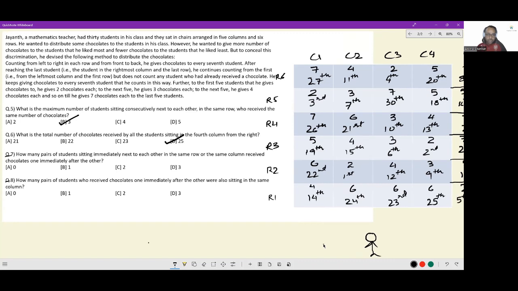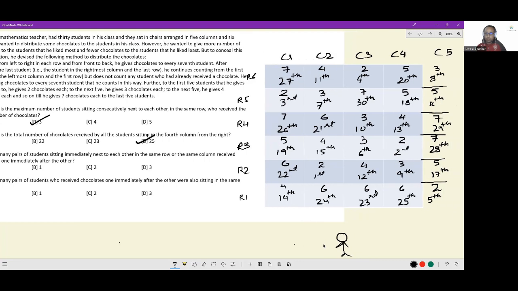Next, how many pairs of students sitting immediately next to each other in the same row or the same column, received chocolates immediately one after the other. Okay.